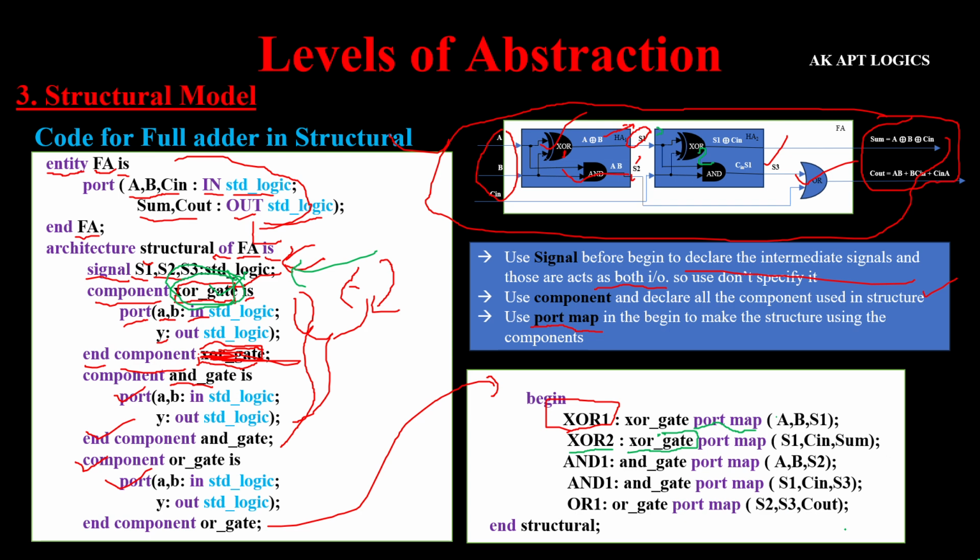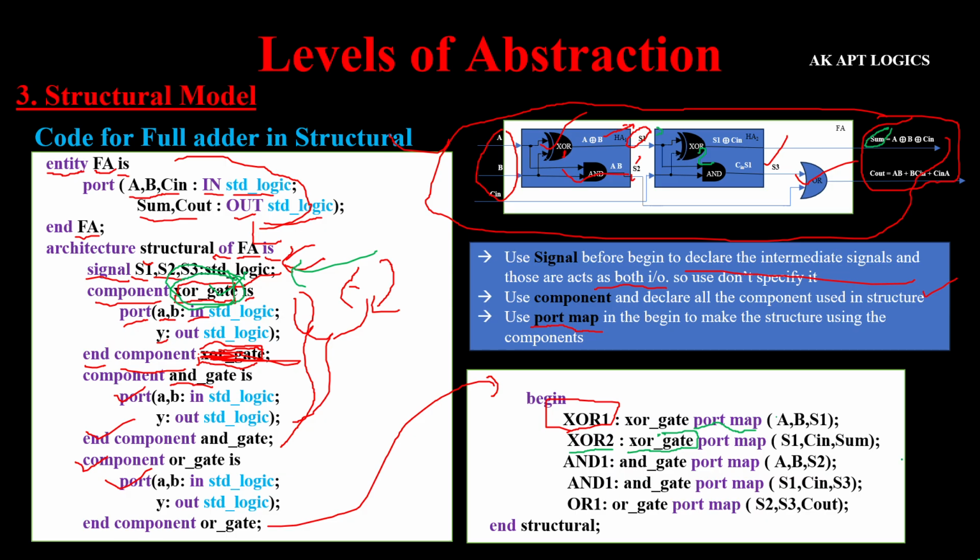Previously we mentioned A comma B comma C and S1, because for XOR gate 1, those are the inputs and the output. For XOR gate 2, the first input will be S1, and the second input will be Cin. Also we are getting the output as sum.